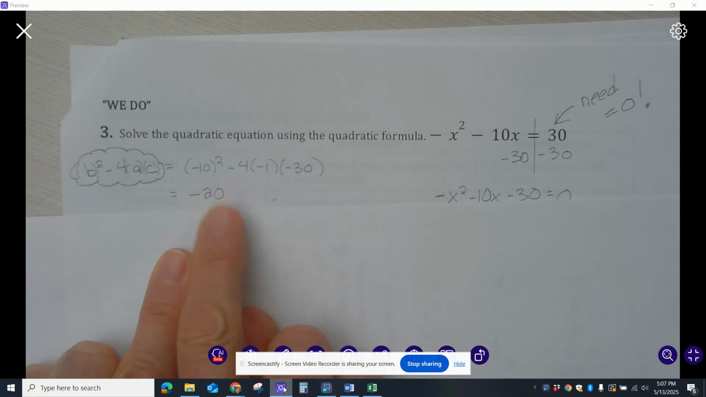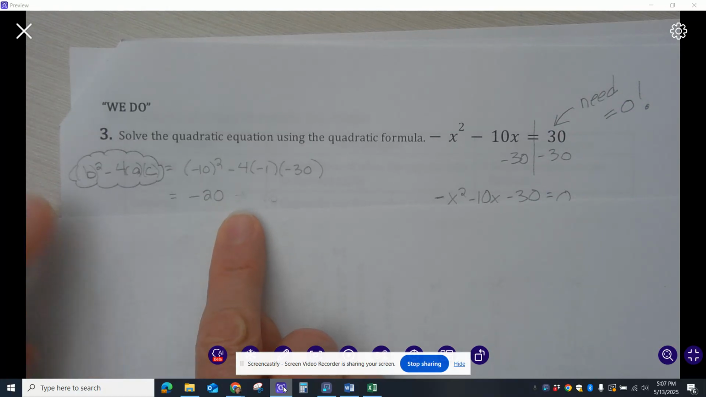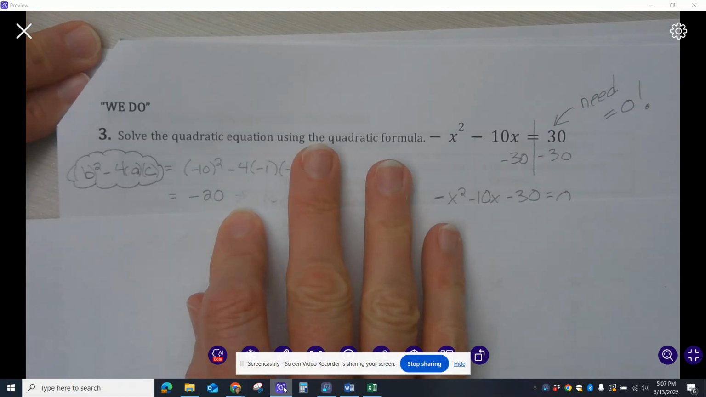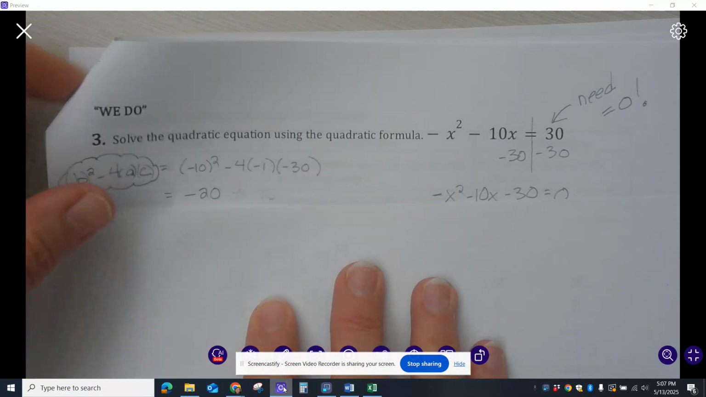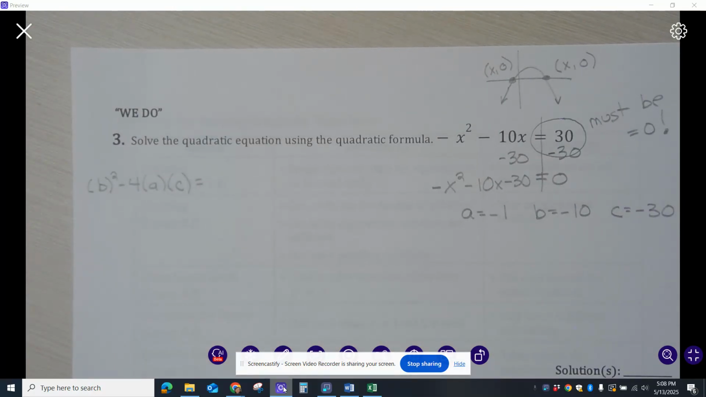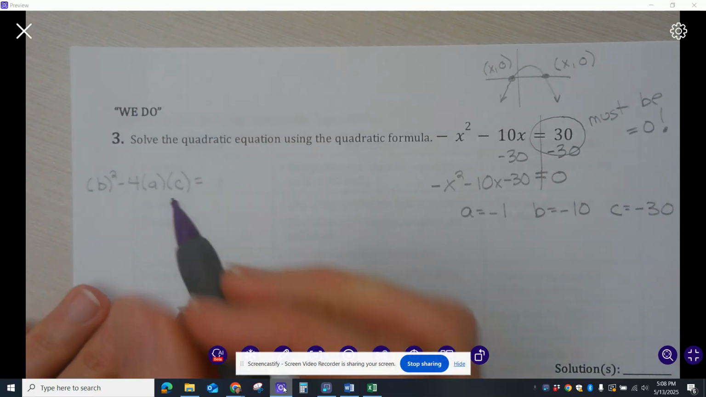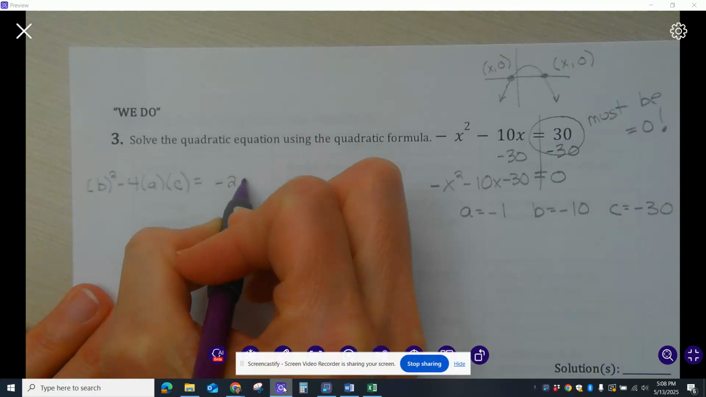Now I want you to think for a moment. Your discriminant is negative. If you think back to 9-5 day 1, we said something special about a negative discriminant. So perhaps you already know the answer to this right now. But if you don't, I would like you to continue solving this problem. I would like you to put it in the quadratic formula. So on my paper, I'm just going to write negative 20 here.